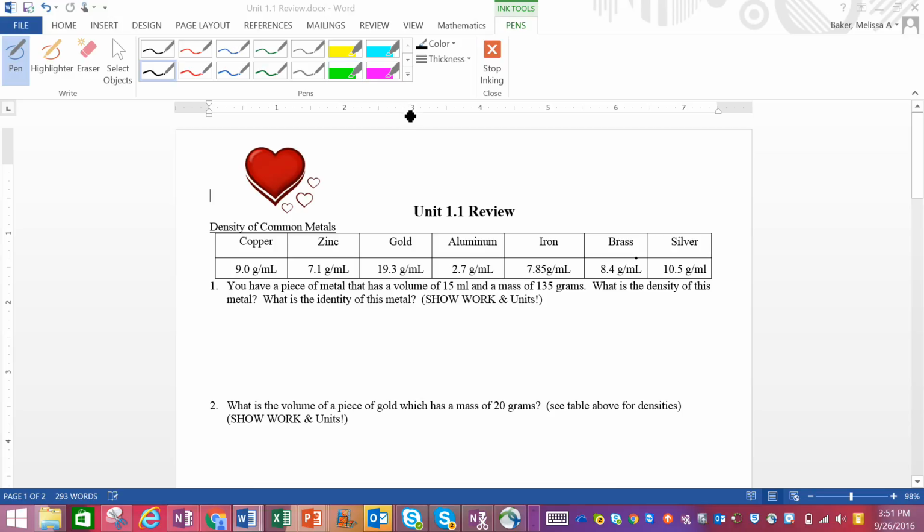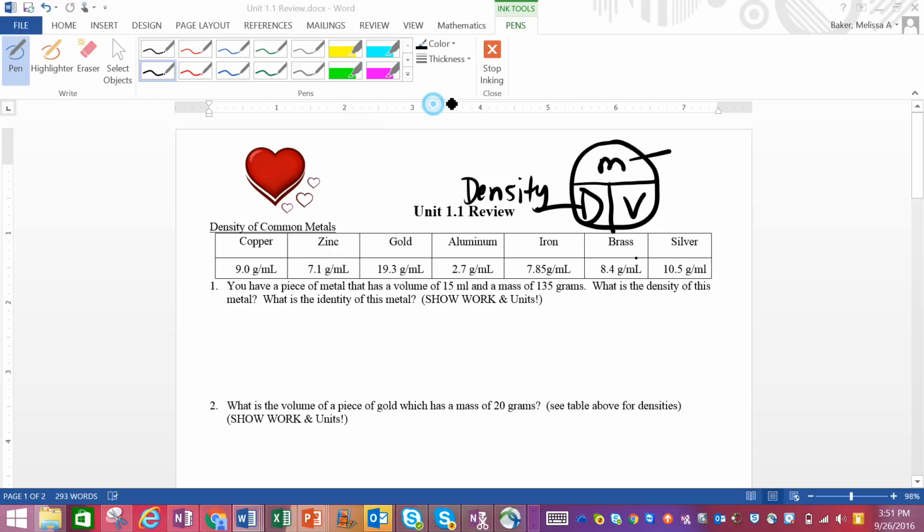All right, let's take a look at the Unit 1.1 review worksheet. I'm going to remind you that you get to use this handy dandy circle chart, D, M, V. D stands for density. That's how much mass is packed into a certain amount of space. The M is mass, and the V is volume. There's a division sign between the M and the D, a division sign between the M and the V, and a multiplication sign between the D and the V. You cover up what you want.